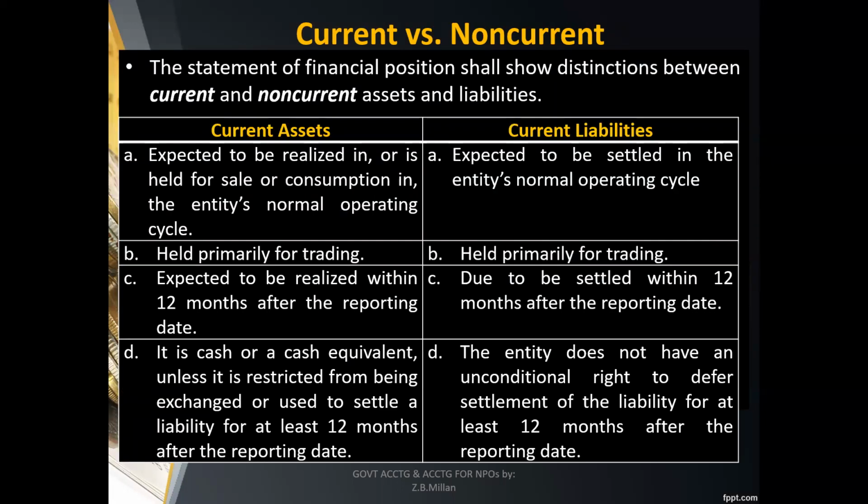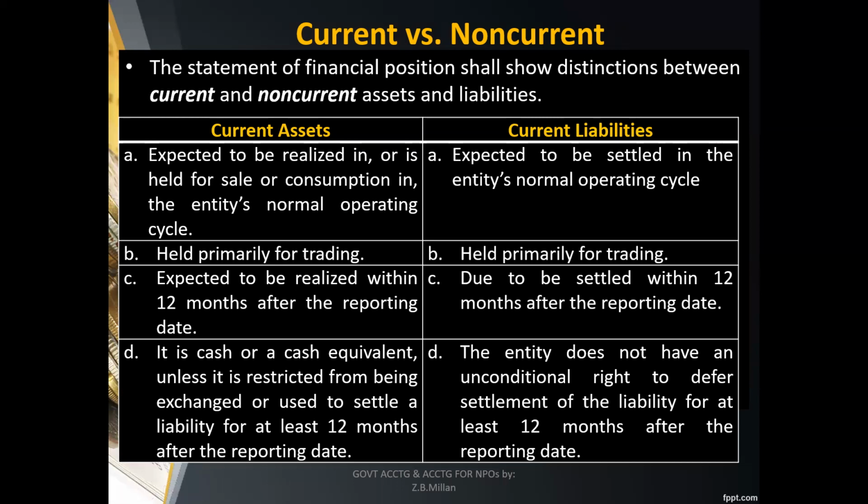And as to identifying an item, whether it's current or non-current, so it is here. An item or an asset is considered as current if it is expected to be realized or is held for sale or consumption in the entity's normal operating cycle, and it is held primarily for trading. It is expected to be realized within 12 months after the reporting date, and it is cash or a cash equivalent unless it is restricted from being exchanged or used to settle a liability for at least 12 months after the reporting date.